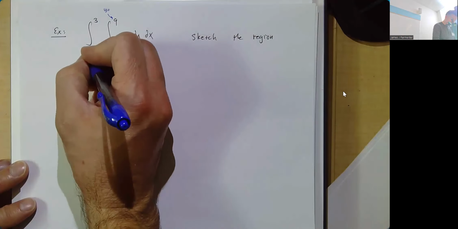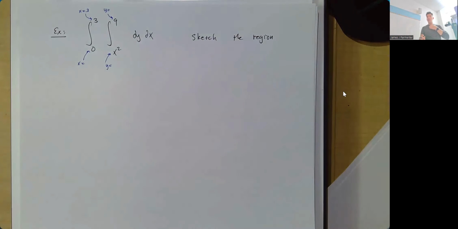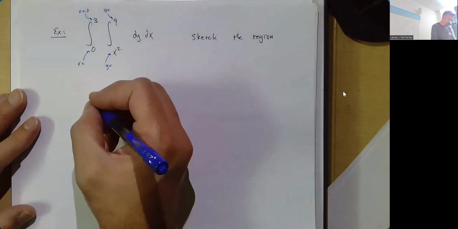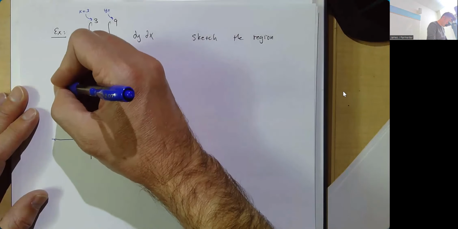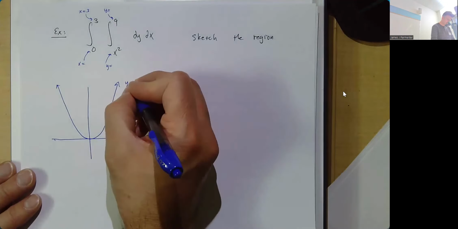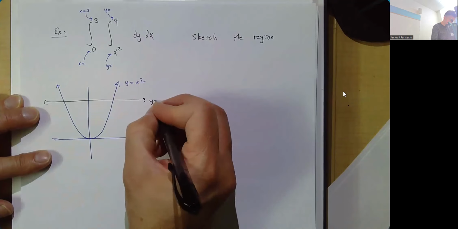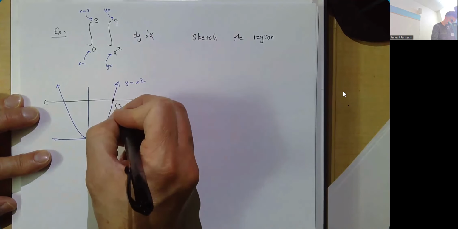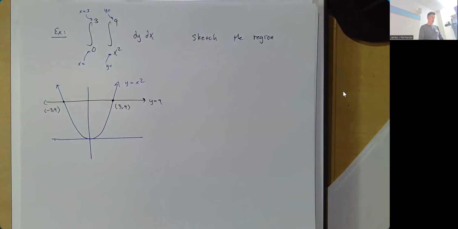And then here we've got x equals 0 to x equals 3. If you're trying to sketch the region, you always want to draw the functions for the inner limits of integration first. So I'm just going to draw y equals x squared and y equals 9. Here's y equals x squared. Here's y equals 9. I know that these intersect when x is 3 or when x is -3.